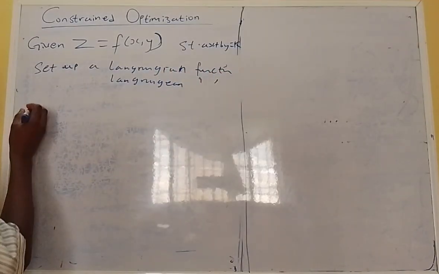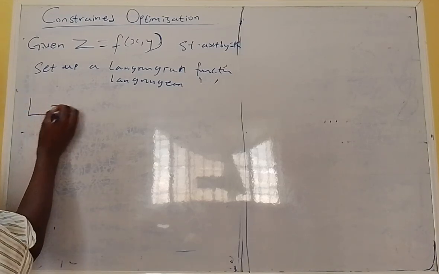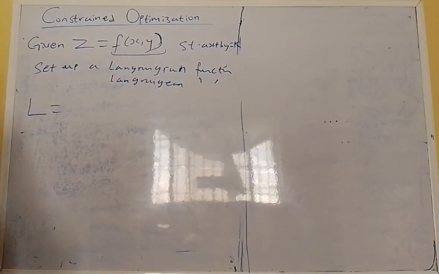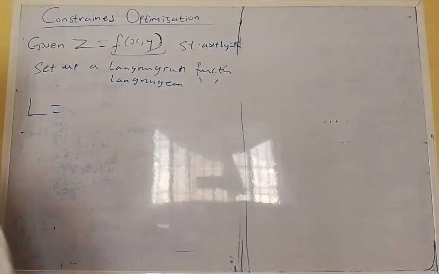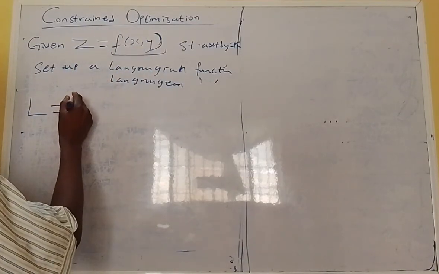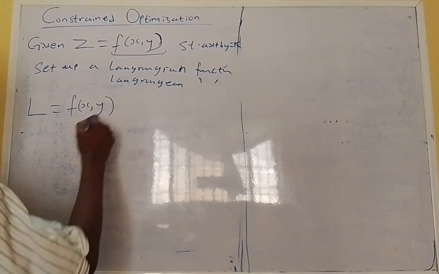So most of the time we use L to indicate that Lagrangian function, which will be equals to the function we are asked to optimize, which will come first. This is the function we are asked to optimize; subject to will come later. So the function we are asked to optimize is this, so we are going to write it first. So that's f of x and y.